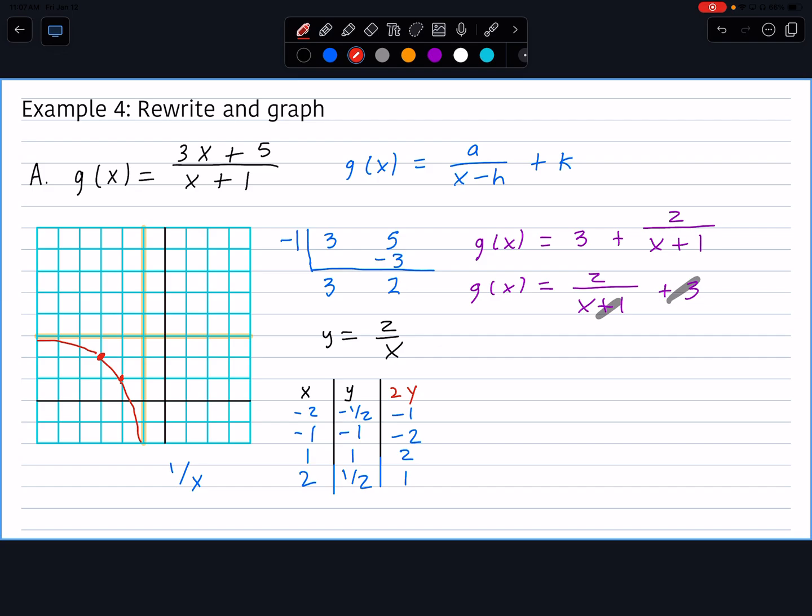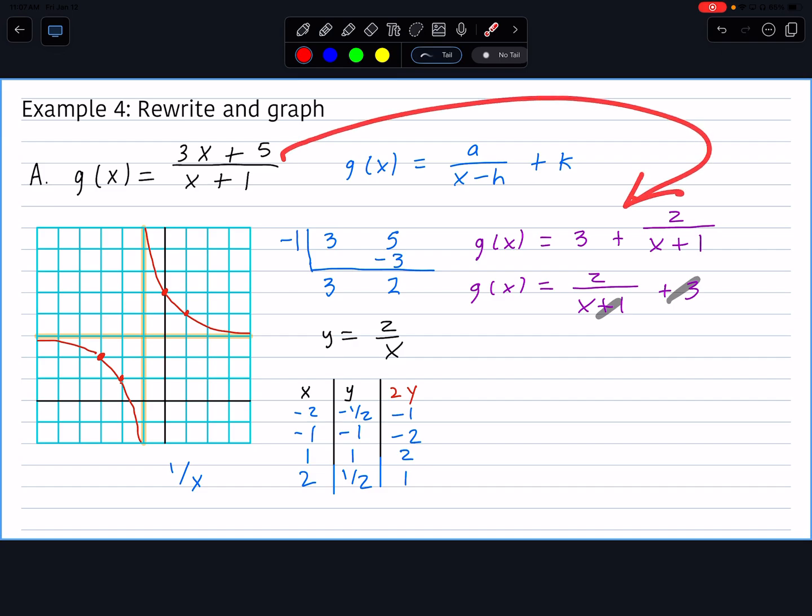Then on the right-hand side, same idea. I've got the point 1, 2 and the point 2, 1. That's going to hug our horizontal asymptote, hug our vertical asymptote. So again, big idea. We can graph this function if we want. Another way of graphing it is by rewriting it into that form and then using what we did the other day in order to graph.